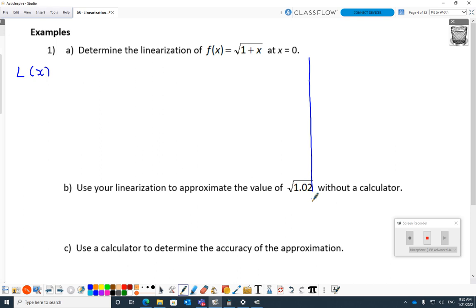So the linearization of x is f at a plus f prime at a times x minus a. I really like that version of writing it better because when you see it graphed, you'll see why this is the better version written this way around.